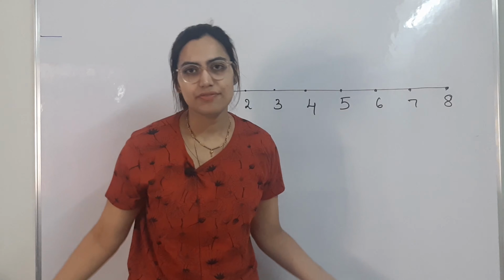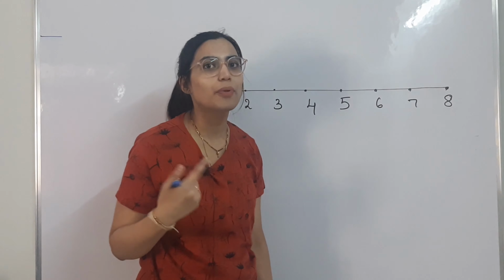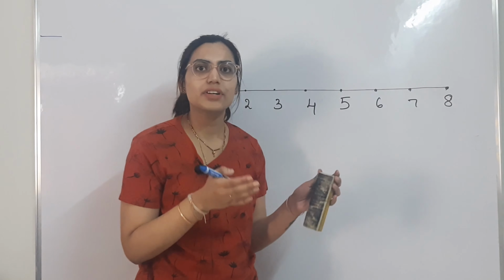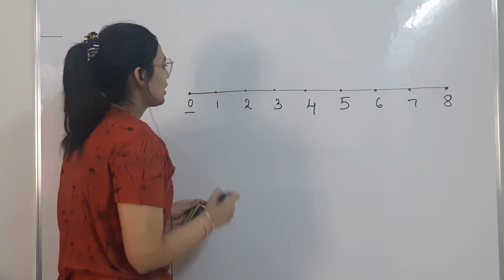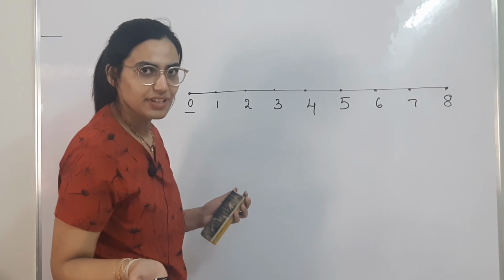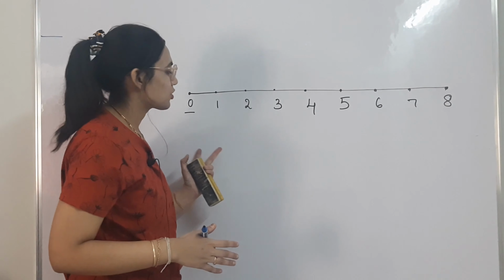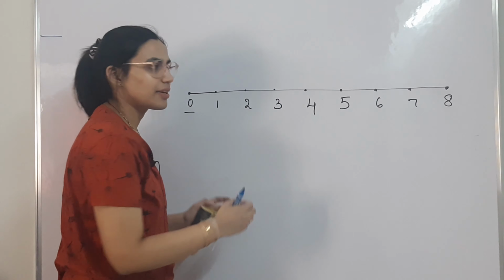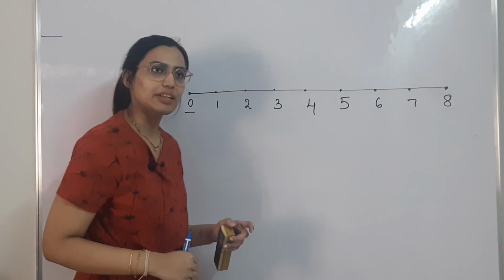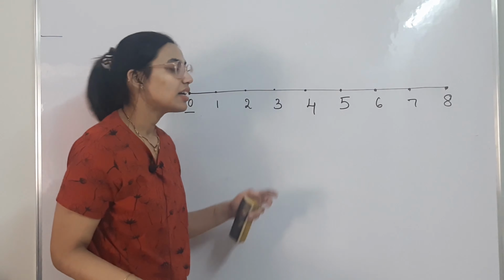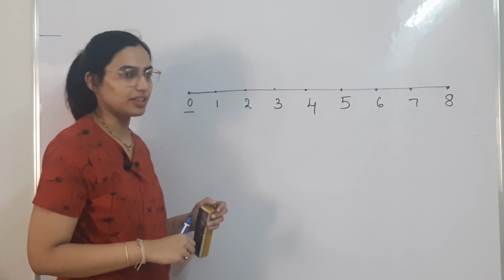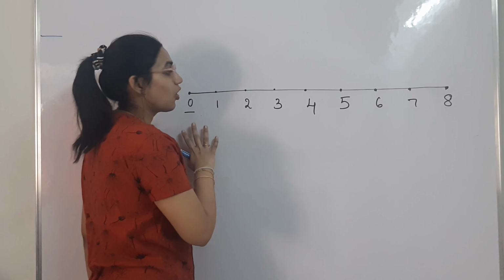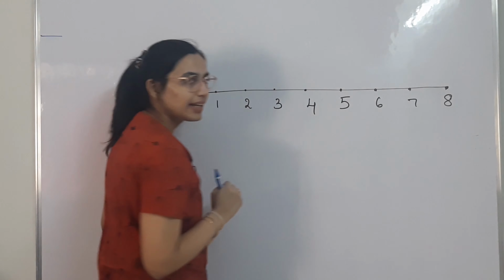A number line can be infinitely big, but it is practically not possible to represent all the numbers on the number line. So if you have a range of numbers, for example, if you want to represent even numbers and show that the difference between two numbers is 2 spaces, as in spaces this and this, then you can represent a number line only for even numbers. So based on the purpose, we will use the number line accordingly. Now here I have represented numbers on the number line from 0 to 8.